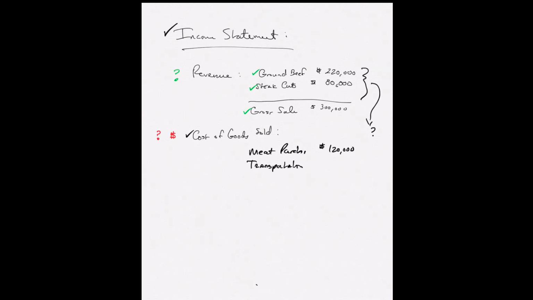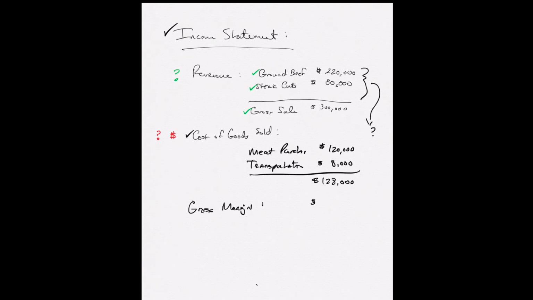Let's say it's $120,000. Now, direct cost also might be transportation. So not only are we buying the meat, but we have to transport it to where we need it to be so that we can refine it. Let's say that's $8,000. So in our example, that's $128,000 of expenses that relate to our sales. And that's the function of cost of goods sold.